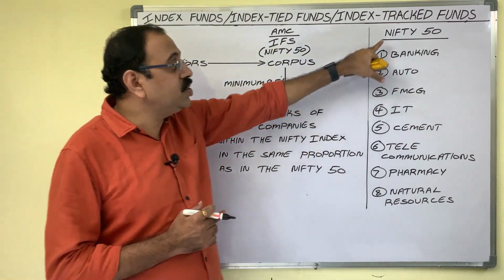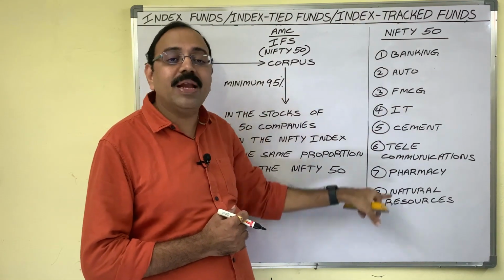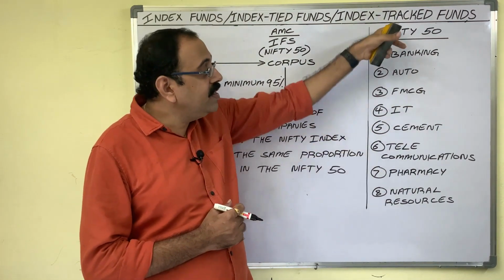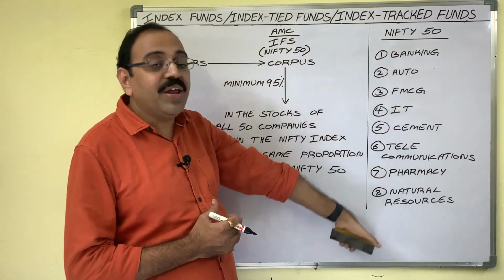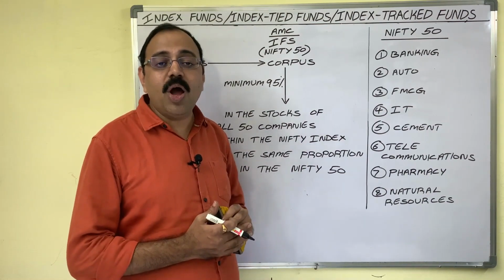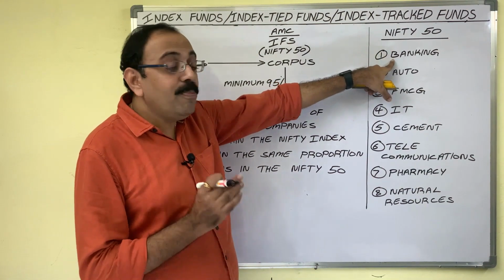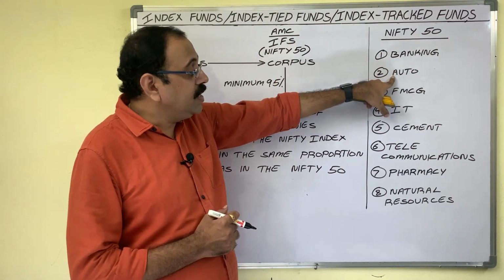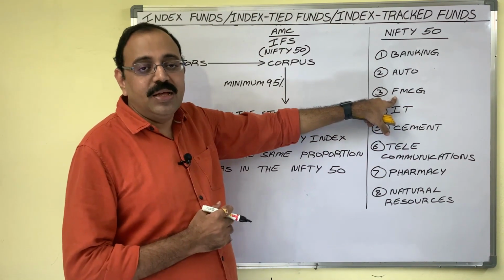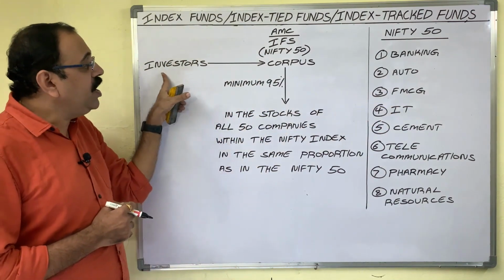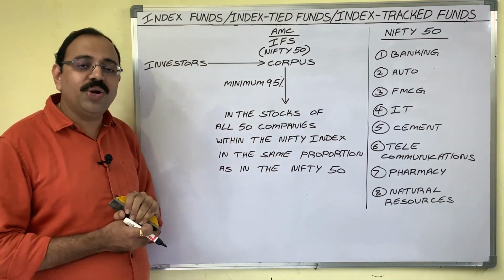Nifty is the index of NSE, no? The first 50 companies with the highest market capitalization are included in this index. So the corpus is invested in the stocks of all these 50 companies. These 50 companies belong to different sectors, no? For example, some companies may belong to the banking sector, some may be related to the auto sector, and some are from FMCG. Thus, by investing in one fund, the investor is able to get the benefit of a diversified portfolio.